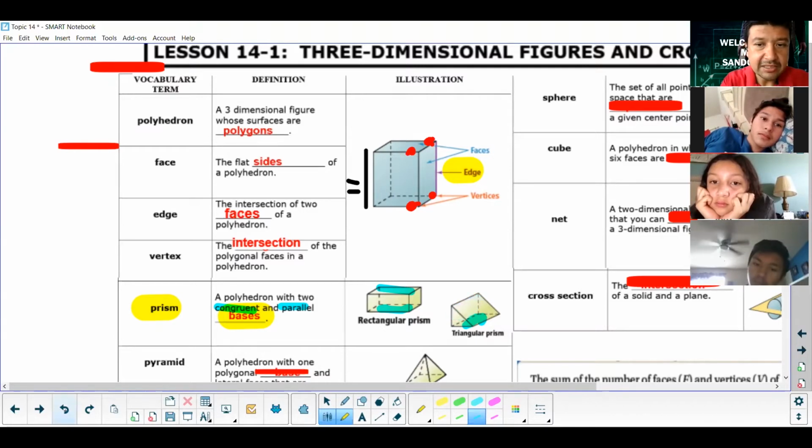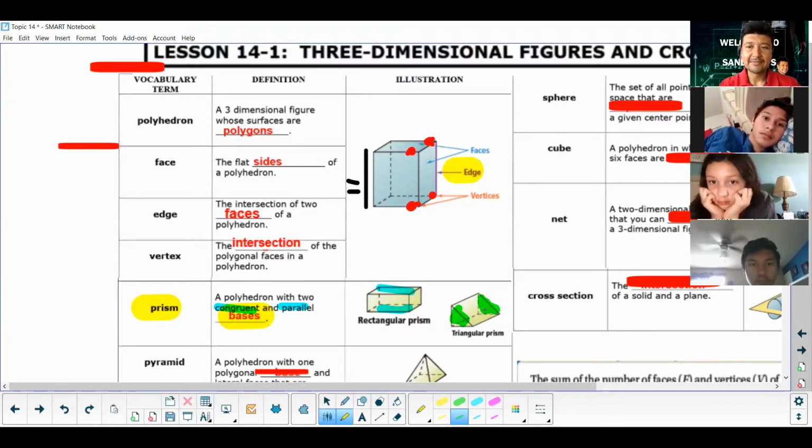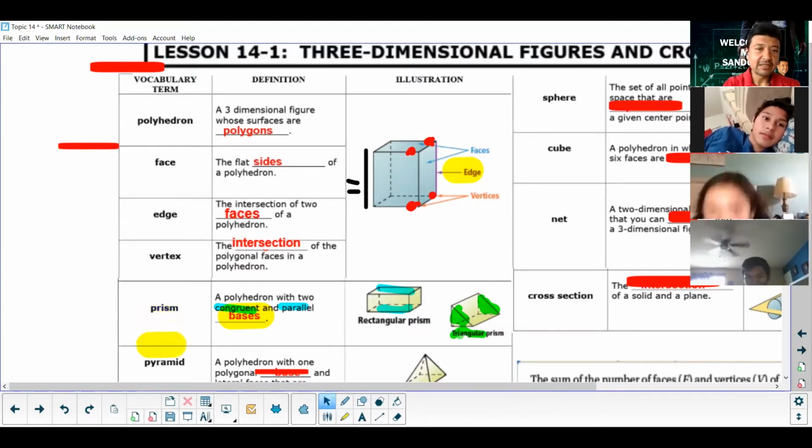Let me undo what I just did and let me draw the true bases. You see the one in green? You see the other one in green? Okay, are these two congruent? Yes. Right? Okay, are they parallel? Yes. Are they triangles? Yes. As a result, that's how we get the solution that it's a triangular prism. All right, good. Let's move on to the next one.